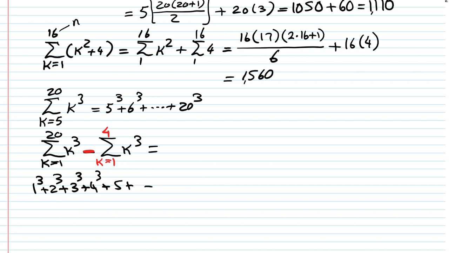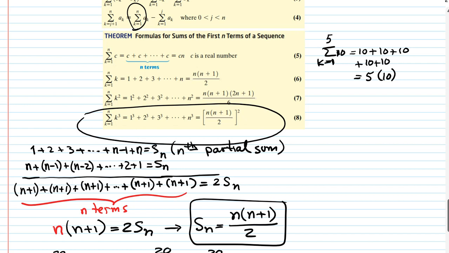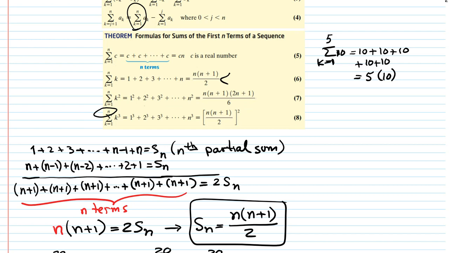Okay. And having done that, let's see, the formula for k cubed is up here again, number 8. This is a formula for k cubed. It's n, and remember, n is the upper limit of the summation. So it's n times (n plus 1) over 2. It looks exactly like number 6. The difference, you square it.